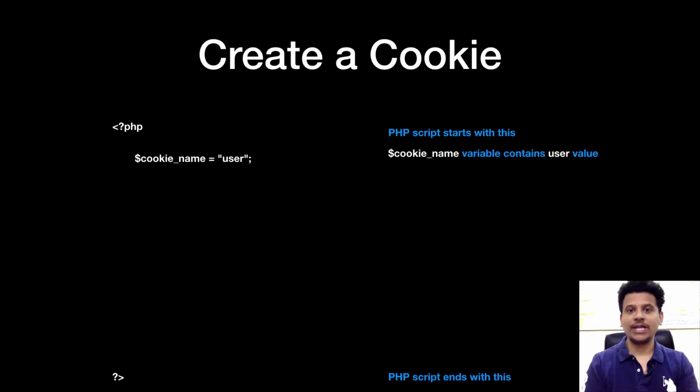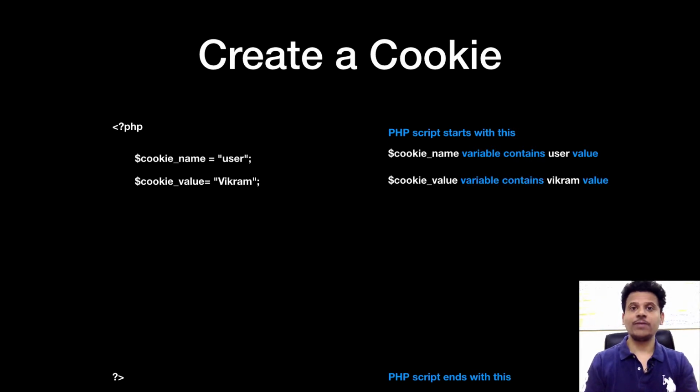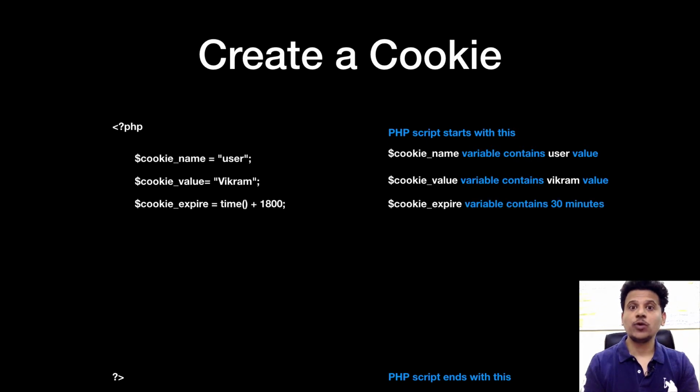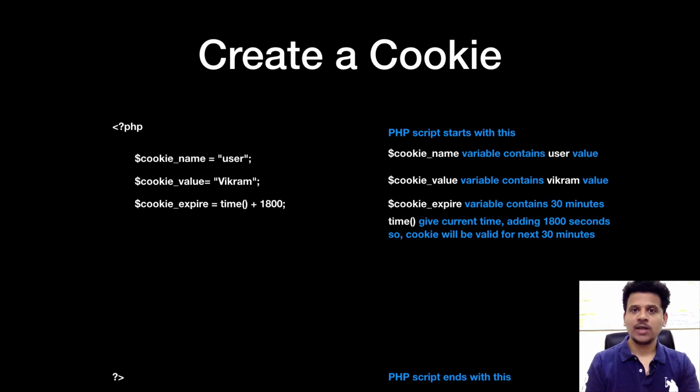After that we created a variable cookie name, to which we give the value user. After that we created a variable cookie value and we gave the value Vikram. Then we created a variable cookie expire which contains the value 30 minutes, for example 1800 seconds plus current time. Time is a built-in PHP function which gives us the time and we are adding 1800 into it. That means the cookie will expire after 30 minutes.